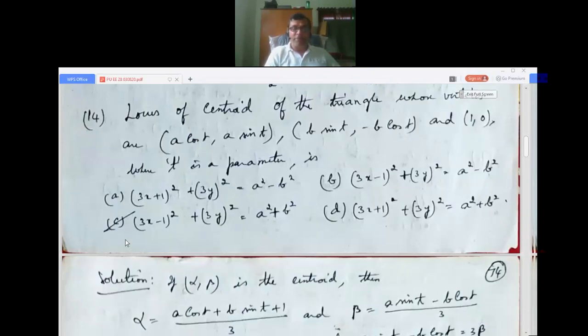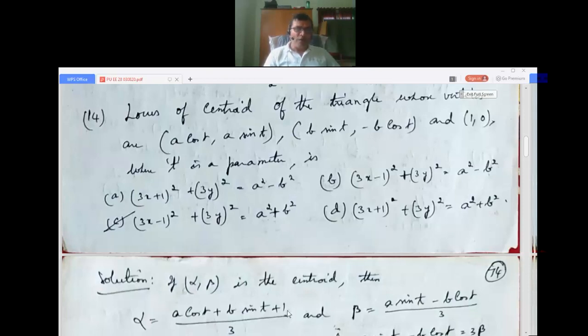Okay. Once again I repeat, the locus of the centroid of the triangle whose vertices are a cos t comma a sin t, b sin t comma minus b cos t, and 1 comma 0, where t is a parameter, is: a, 3x plus 1 squared plus 3y squared equals a squared minus b squared; b, 3x minus 1 squared plus 3y squared equals a squared minus b squared; c, 3x minus 1 squared plus 3y whole squared equals a squared plus b squared; and d, 3x plus 1 squared plus 3y squared equals a squared plus b squared.